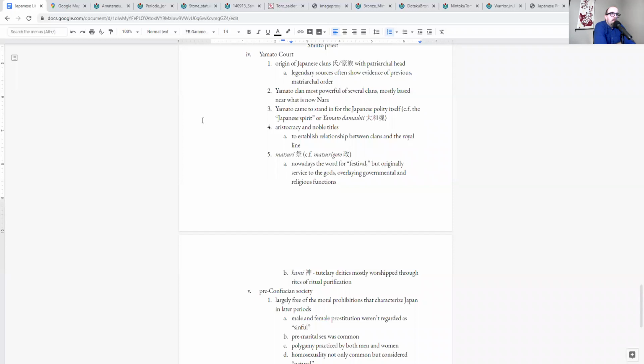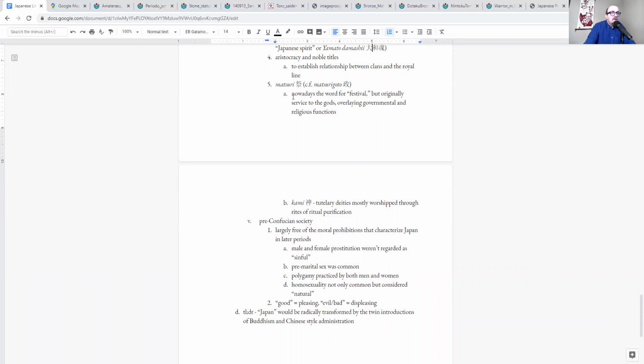Yamato is generally associated with the Japanese polity itself. There's a famous battleship called the Yamato, and there's also this term in Japanese, Yamato damashi, which literally means the Japanese sentiment or the Japanese spirit. It's in this period that you start to see clear titles and aristocratic positions being assigned to prominent figures. This is a way of cementing relationships between clans. Once a royal line is established, giving clans official positions makes them feel part of the governing order rather than wanting to oppose it and cause a civil war, which Japanese clans tended to do.